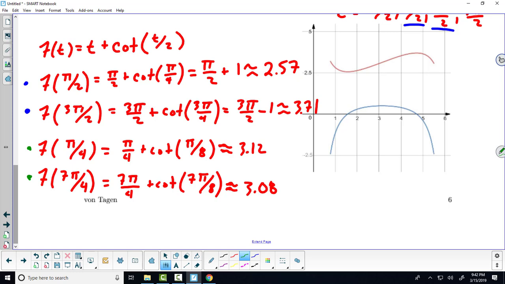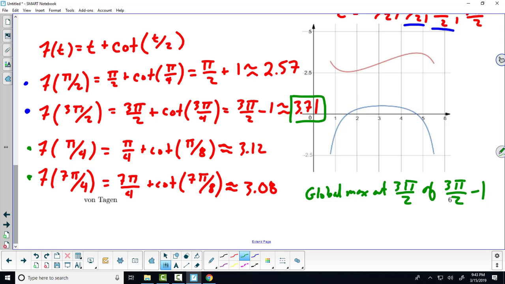So the global maximum occurs here. Okay? So that means we have a global max at 3 pi over 2. Although I used a decimal approximation for comparison's sake, because I'm not so good with some of these fractions, let's go ahead and list it as a y value, 3 pi over 2 minus 1. That is the global maximum value.